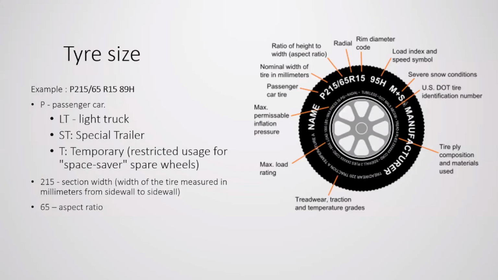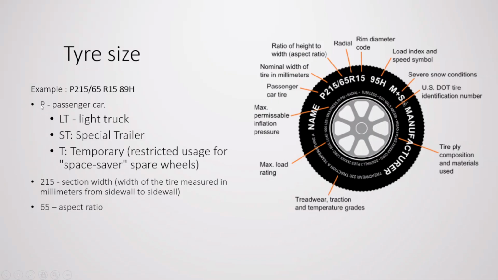So when it comes to tire size, this is quite important, right? Normally on a tire we can see this type of notation, which is important to gain some knowledge about the tire size. So I have taken this particular section here to discuss. Here you can see it is P215/65R15 89H. Each of these letters and symbols has a meaning, right?